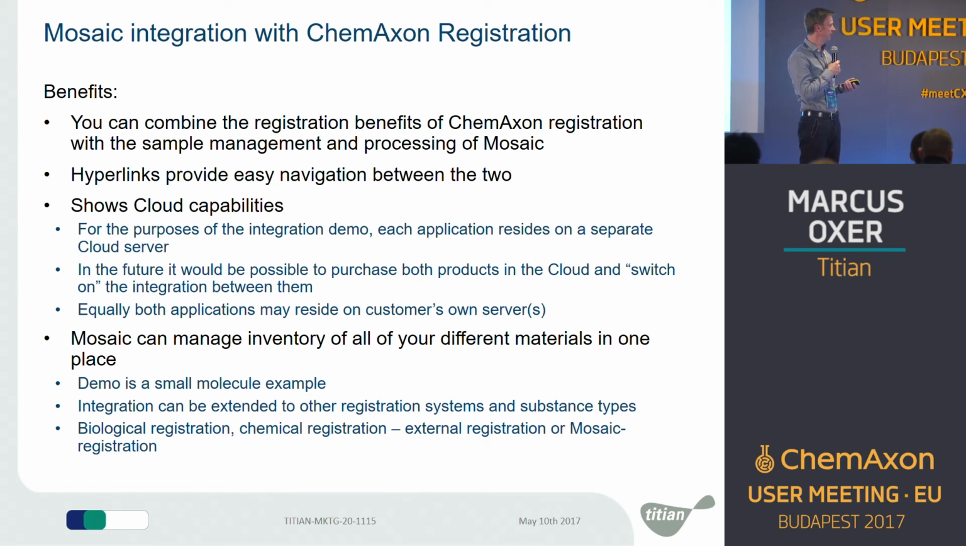So Mosaic can manage all of your different materials. I've talked about small molecules today, but biologicals can be managed as well. So in fact, you can have all your different types of samples in one system. And we can integrate with more than one registration system. So perhaps we'll talk about biological registration next.